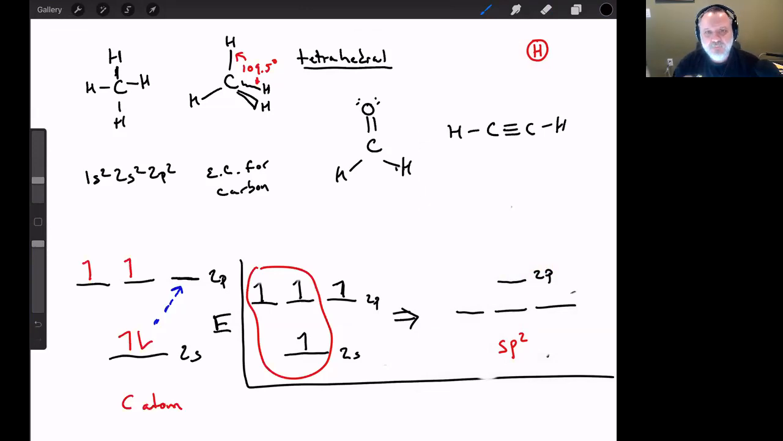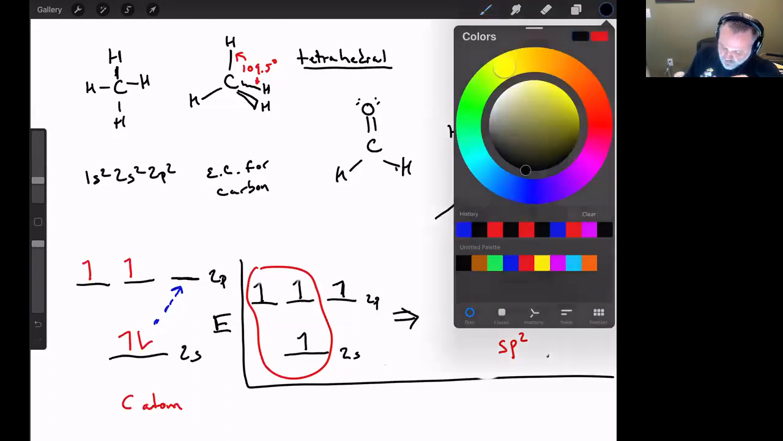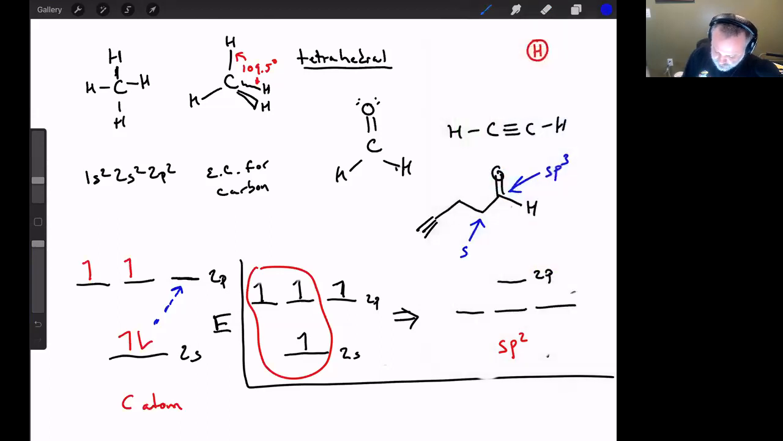And so at the end of the day, what you should be able to do is look at a Lewis structure, whether it's a Lewis structure like this, or it's a line structure like this, and you should be able to take your pencil and point to any particular atom and then tell me what the hybridization is, whether it's sp3, sp2, or possibly even sp hybridized.